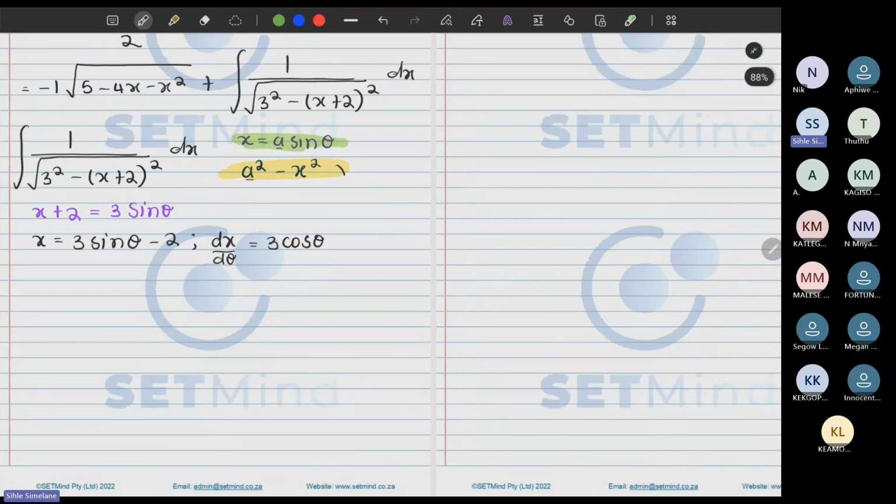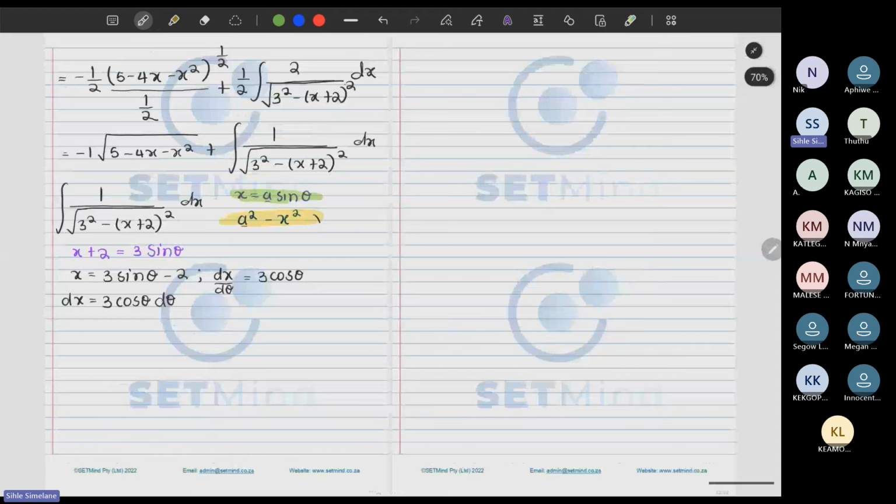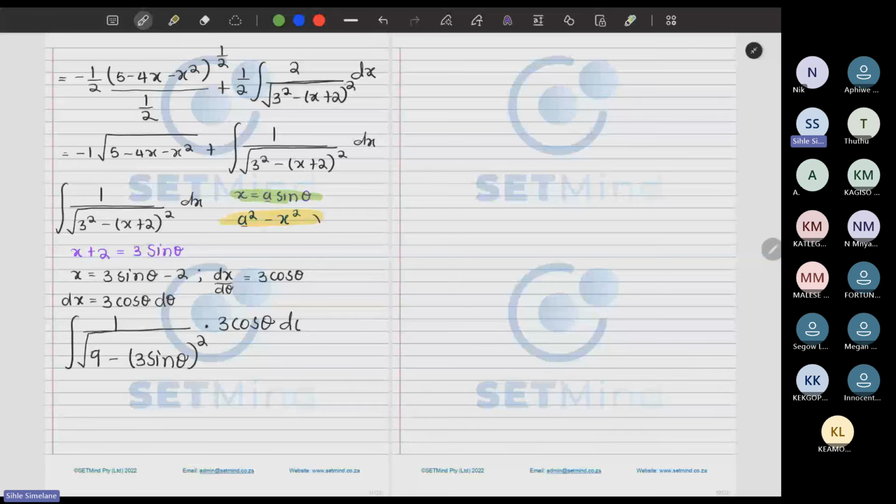So meaning if you just take this to the other side, your dx will end up being 3 cos of theta d theta. So this means wherever we see x, we'll replace it accordingly. That is our substitution. So let's go. We'll have 1 over the square root of 3 squared, which is 9, minus wherever we see x plus 2, we put in 3 sine of theta, we square that, multiplied by 3 cos of theta d theta.